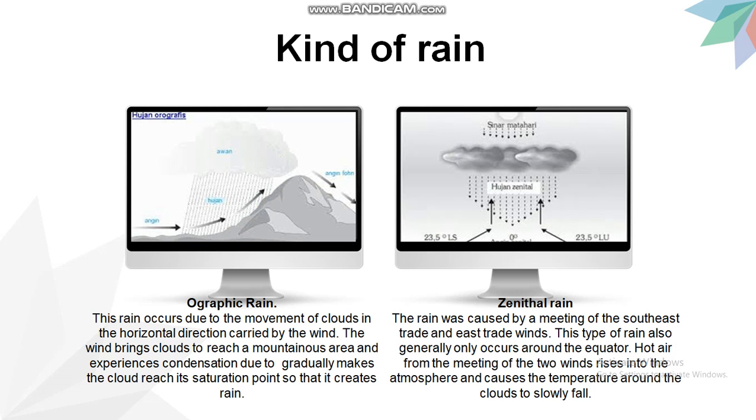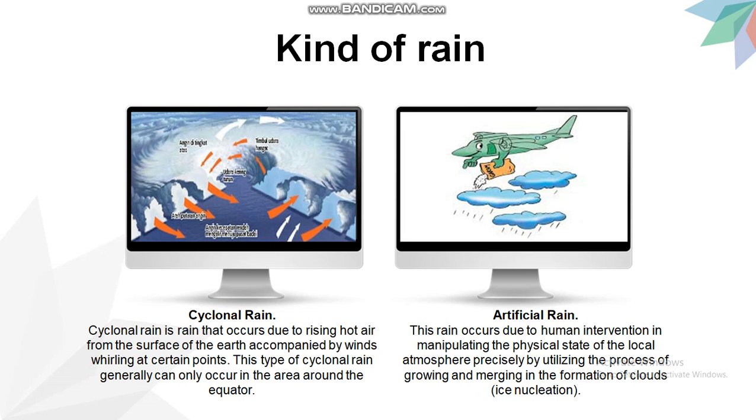And for equatorial rain, the rain is caused by a meeting of the southeast trade and east trade winds. This type of rain also generally only occurs around the equator. Hot air from the meeting of the two winds rises into the atmosphere and causes the temperature around the clouds to slowly fall. And 5.